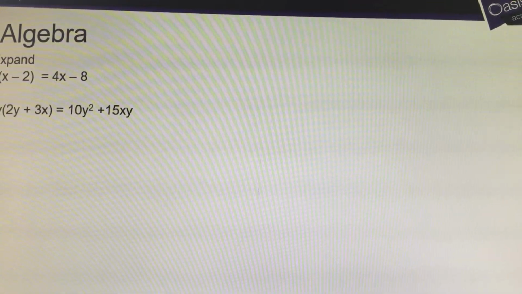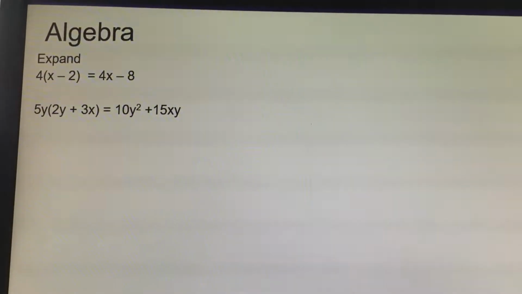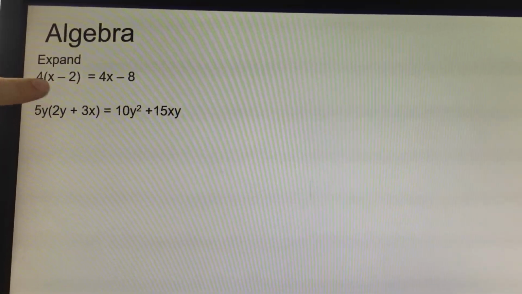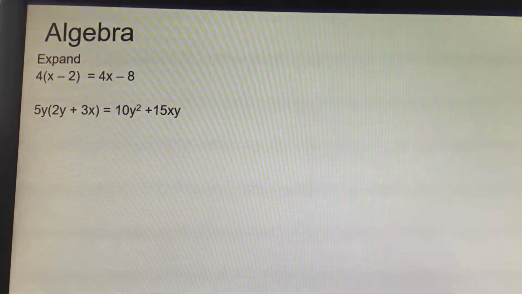So basic expansion, multiplying whatever's on the inside. Excuse me, let's move this screen. Whatever's on the inside needs to be multiplied by the outside. So 4 times x is 4x, 4 times 2 is 8, and minus stays.